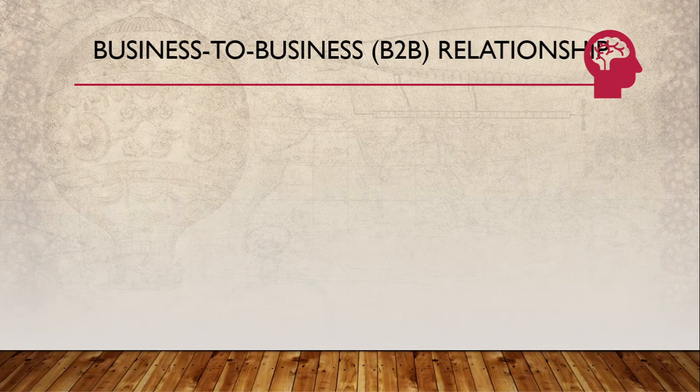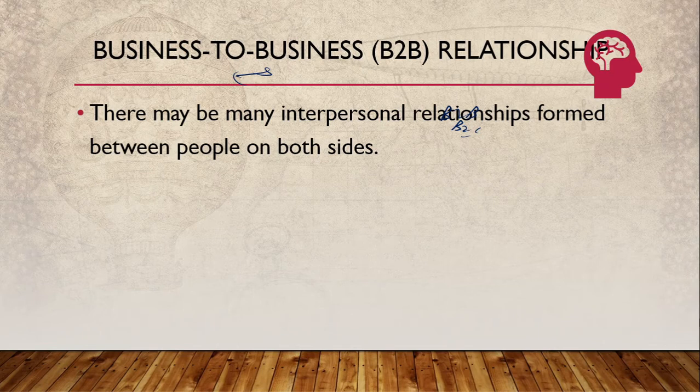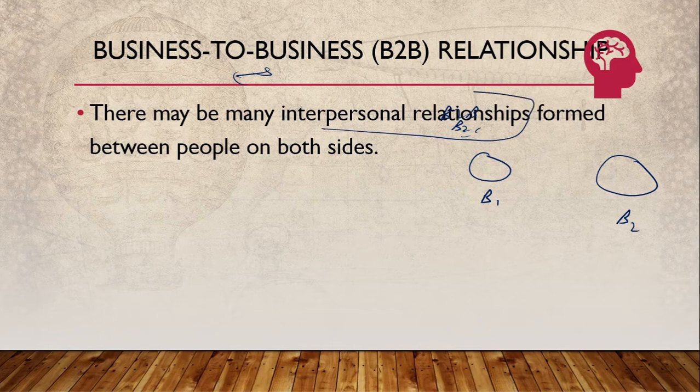Next, as I've just said, there are two types of relationships, which is B2B and B2C. So in business to business relationships, if we see, normally what happens is there are people in this organization of, let's say, business B1 and business B2, which is the organization B2. So there are many interpersonal relationships.